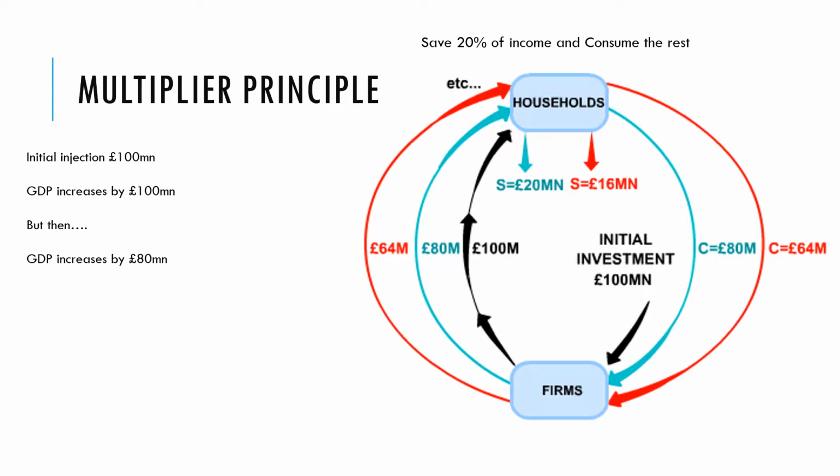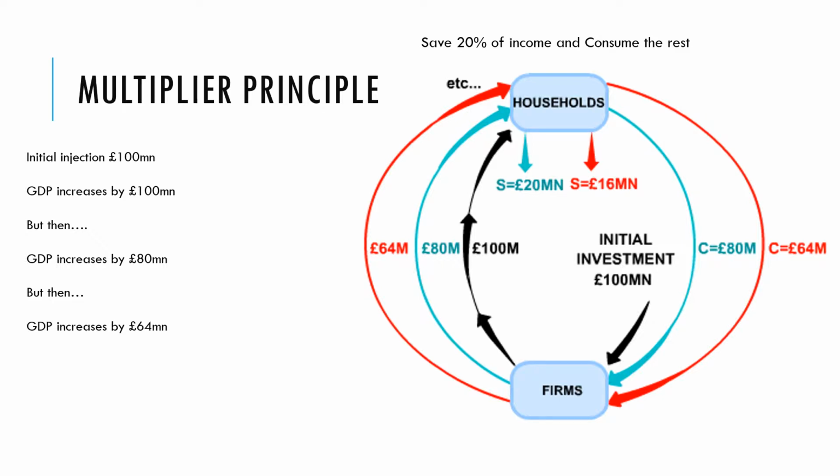But this is circular. What's going to happen? That 80 million is spent in firms, and eventually that 80 million will find its way from firms through wages and dividends and profits back into households again. Now, if households save 20% of their income, they're going to now save 20% of 80 million, which is 16 million. So they're going to save 16 million, but spend the rest, which is 64 million. So we have, again, a further increase in GDP.